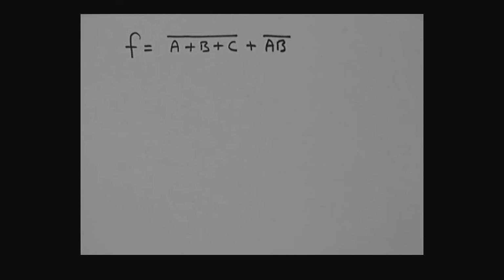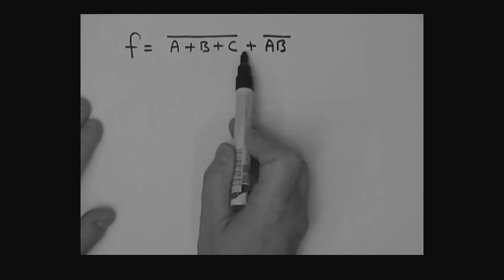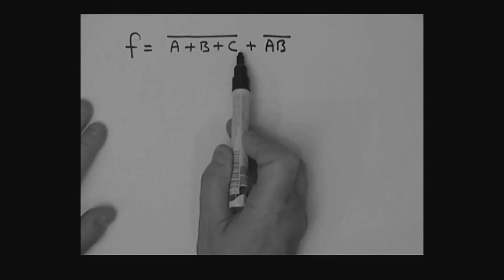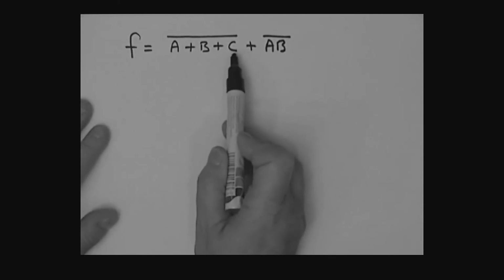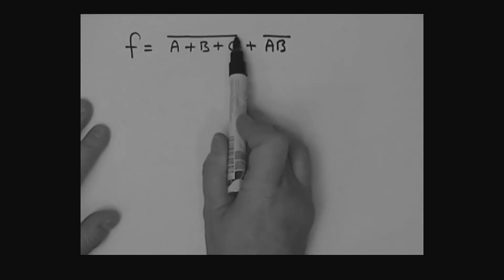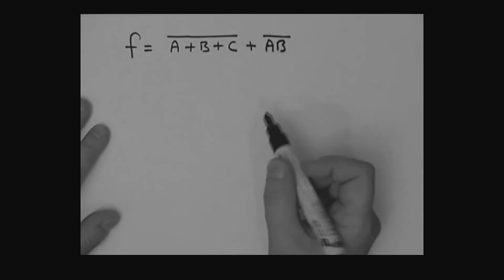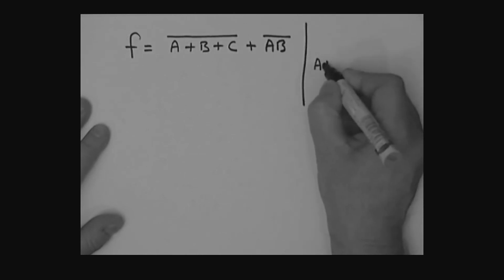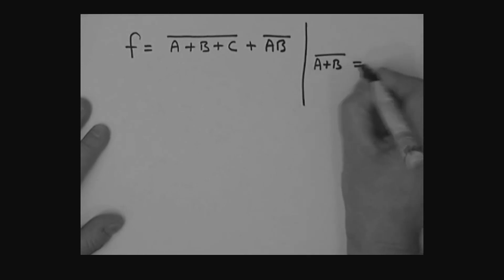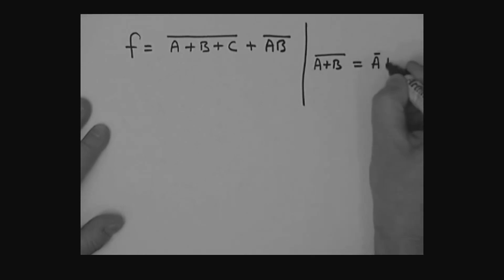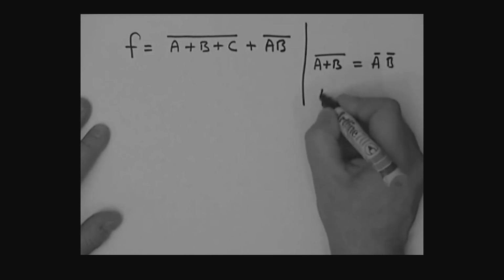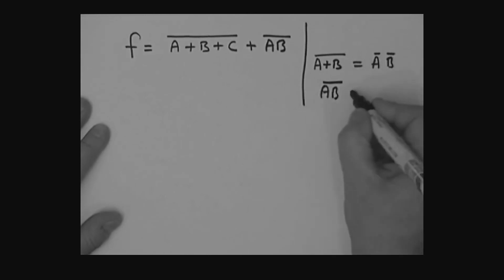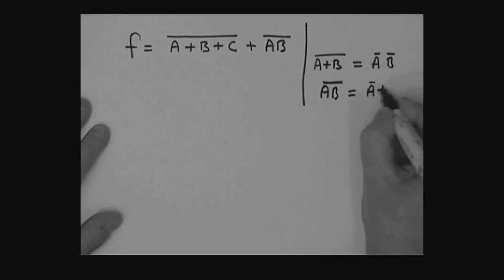Okay, let's look at this last one, and I'll let you actually finish this, but notice here that this is not in a sum of products form. We need to get it into a sum of products form. So how do we do that? Well, we've got a bar over the whole thing here and a bar over this. We're going to use De Morgan. If you remember from De Morgan, if I had A or B with a bar over the whole thing, this is equivalent to what? A bar, B bar. And if I had AB with a bar over the whole thing, that's equivalent to what? A bar or B bar. And that's what we're going to apply to this over here.